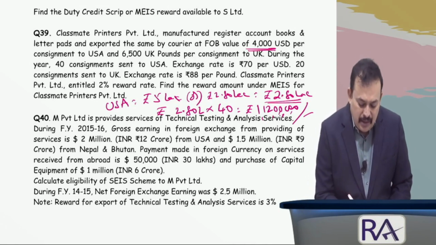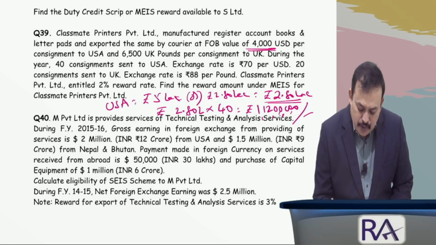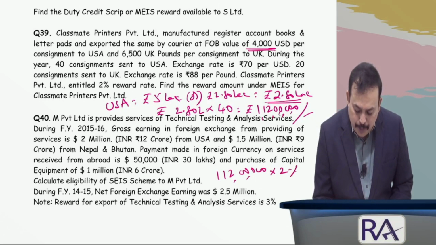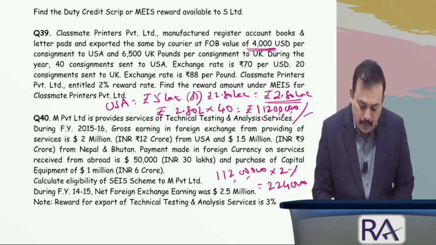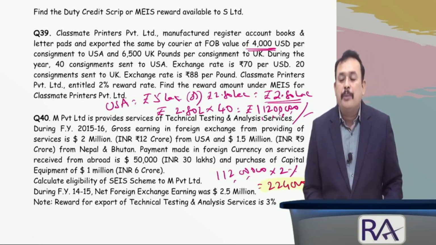On which do you apply what percentage? 2%. On which? On 1 crore 12 lakhs, multiplied by 2% is equal to 2,24,000. That is your reward amount, the MEIS amount, in the case of supply to USA.